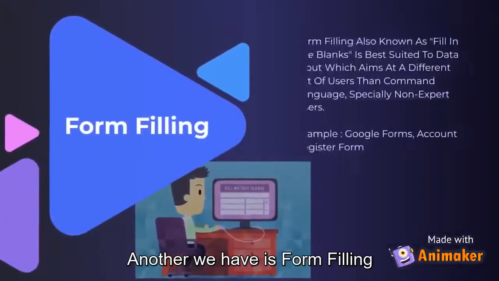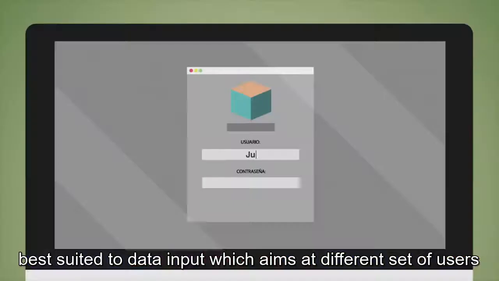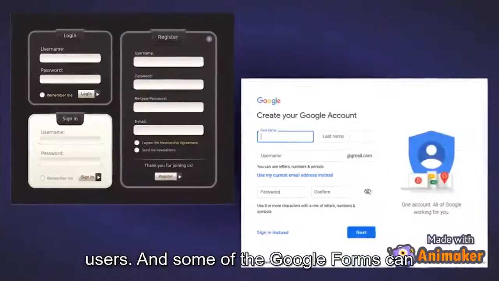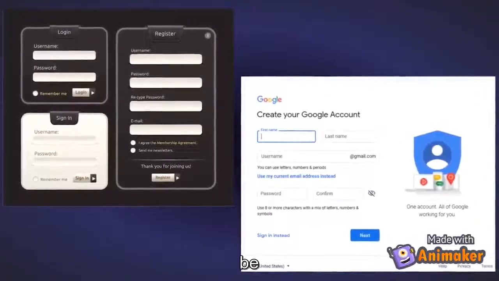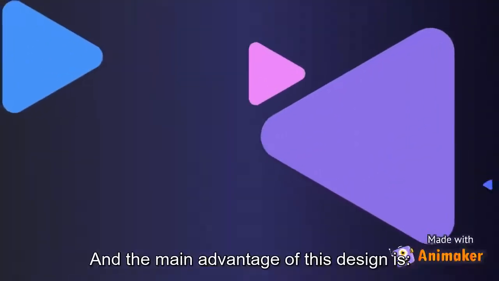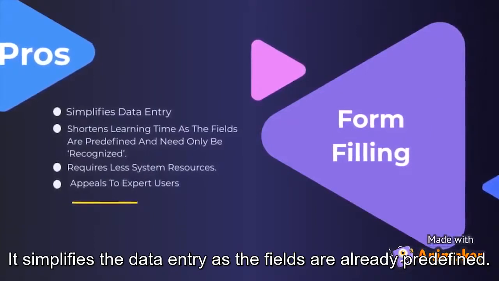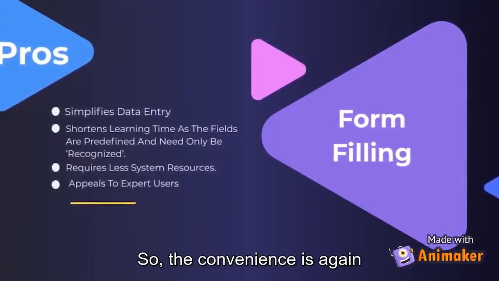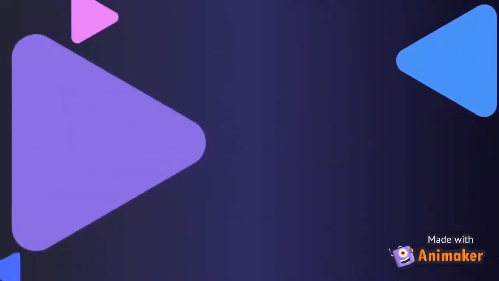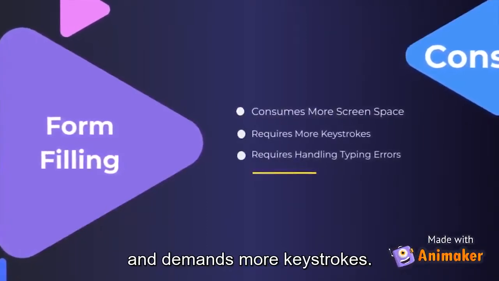Another we have is form filling, which is also known as fill in the blanks, is best suited to data input which aims at a different set of users than command language, especially non-expert users. Google Forms can be the most primary example of this type of interaction. The main advantage of this design is it simplifies data entry as the fields are already predefined. So the convenience is again given back to the user, unlike the command line interface. However, forms occupy more screen space and demand more keystrokes.